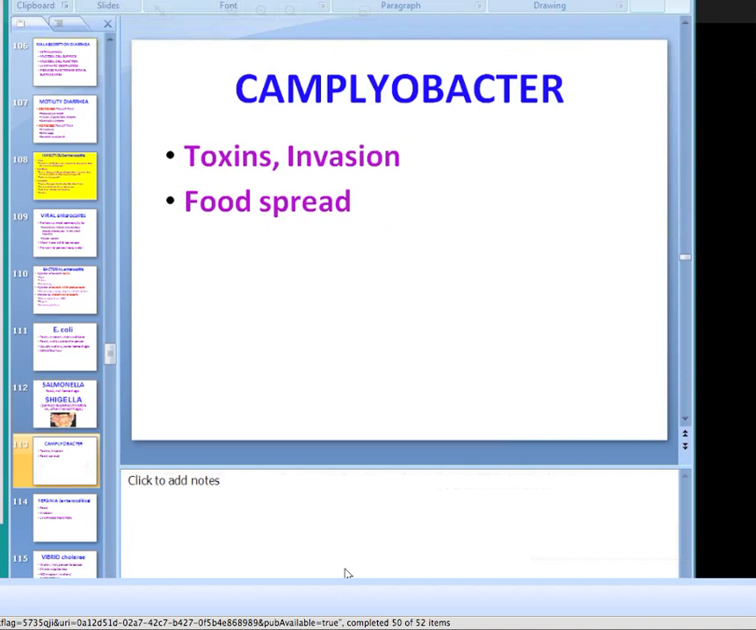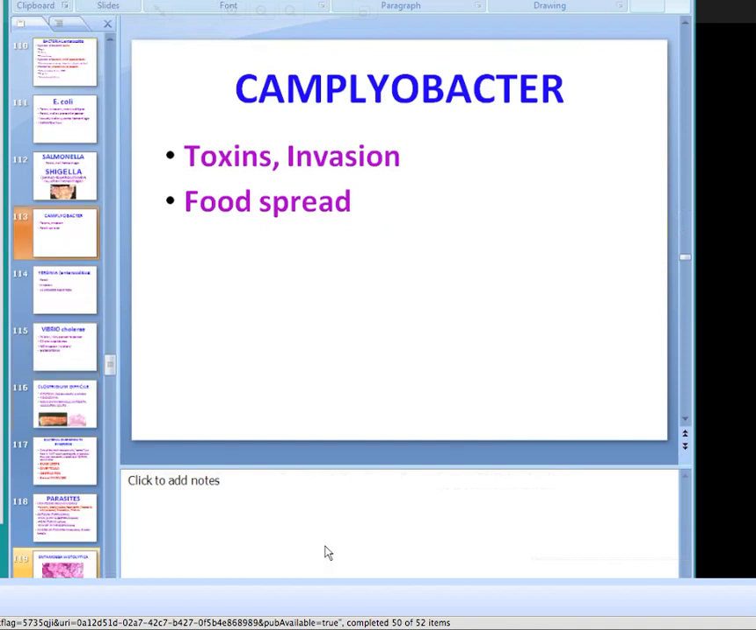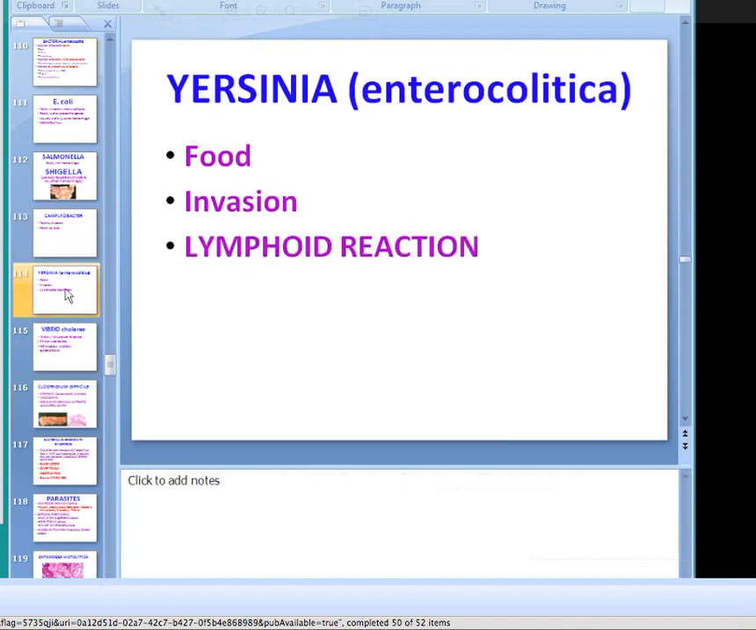Campylobacter, contaminated food, produces toxins, but it can also cause some degree of invasion as well. Campylobacter, very, very big bug as well in enterocolitis. Yersinia, does that sound familiar? I think it used to be called Pasteurella. Now it's called Yersinia. Well, that can produce an enterocolitis as well, and specifically Yersinia enterocolitica is the one that produces the enterocolitis. This is also something that can be from contaminated food and invasion.